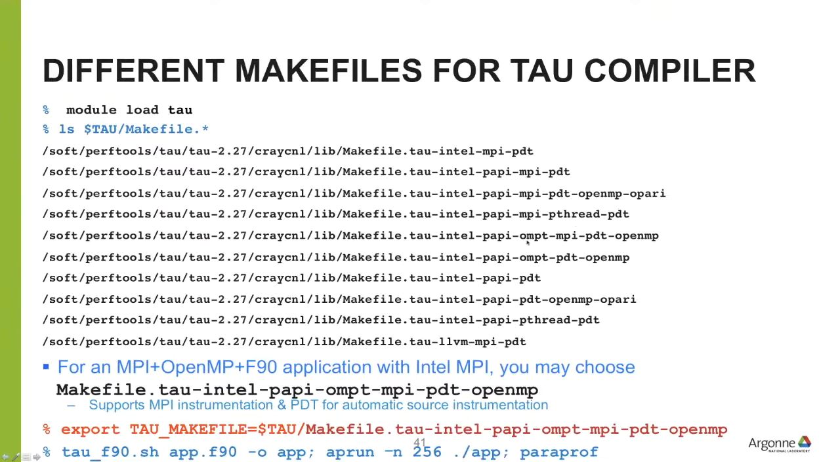We can use MPI with pthread in this configuration, or the OpenMP Tools Interface, or OMPT, which uses our custom OpenMP library based on the LLVM Intel package. And then we can use the OpenMP Tools Interface with MPI or without MPI here. So you can pick one. So for automatic source instrumentation with OpenMP and MPI, I could pick this one, which says PAPI or OMPT.